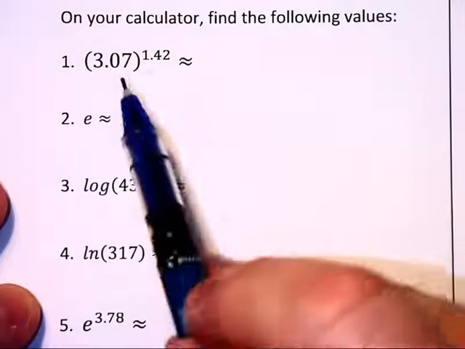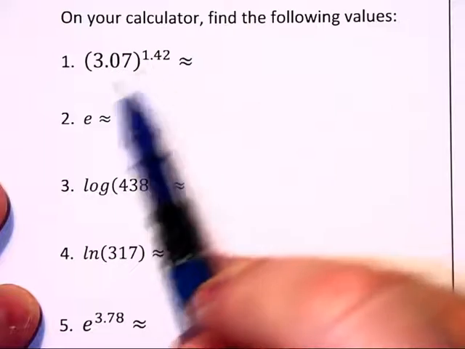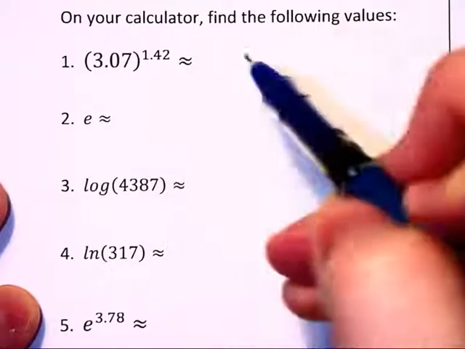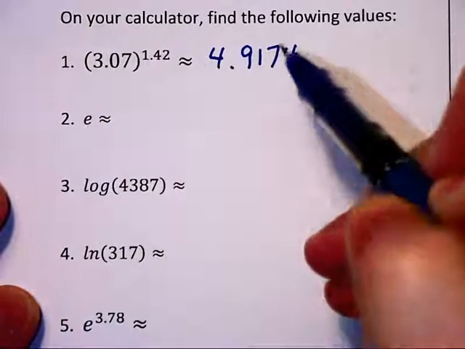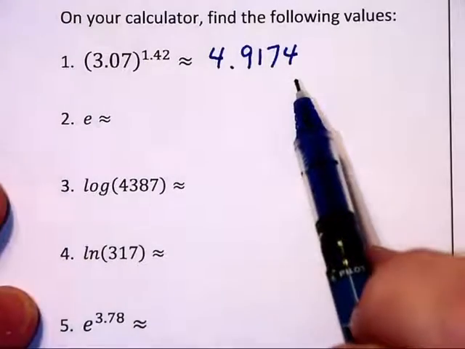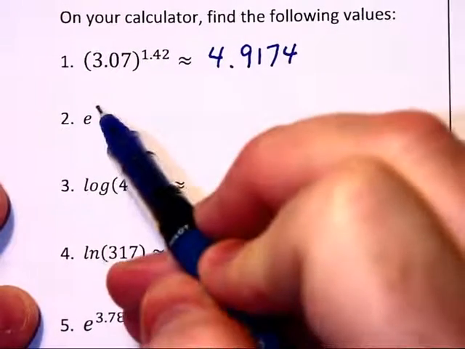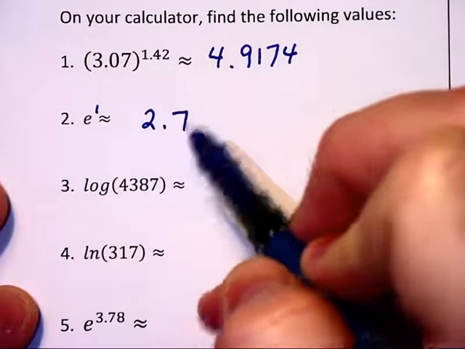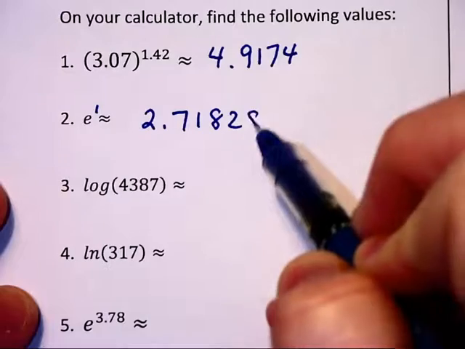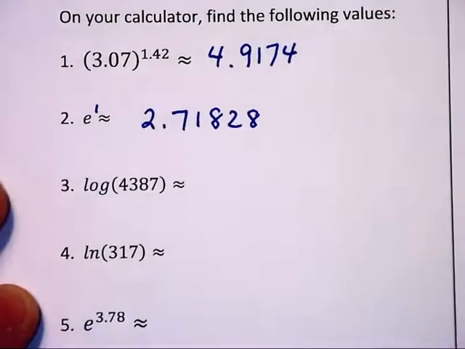I don't think anyone's going to have trouble raising a number to a power, so let's just verify that you can get 4.9174. Please pause this video if you need to check this. Now for e, which is e to the first power, the value is 2.71828.